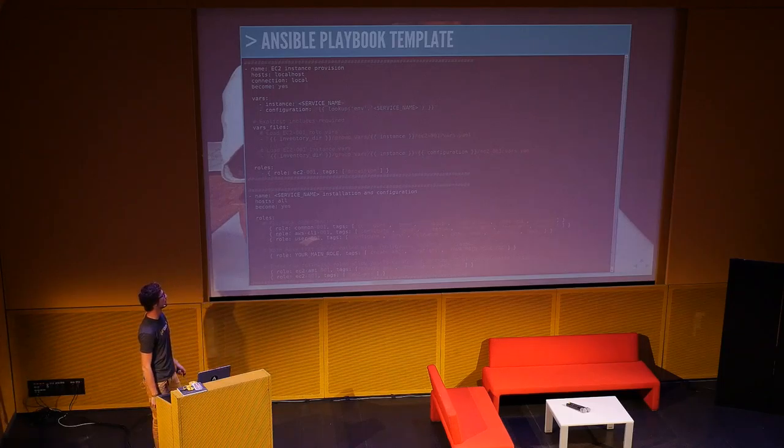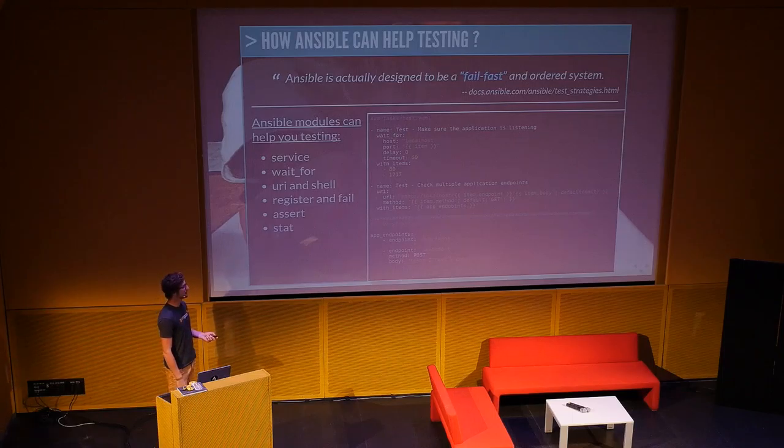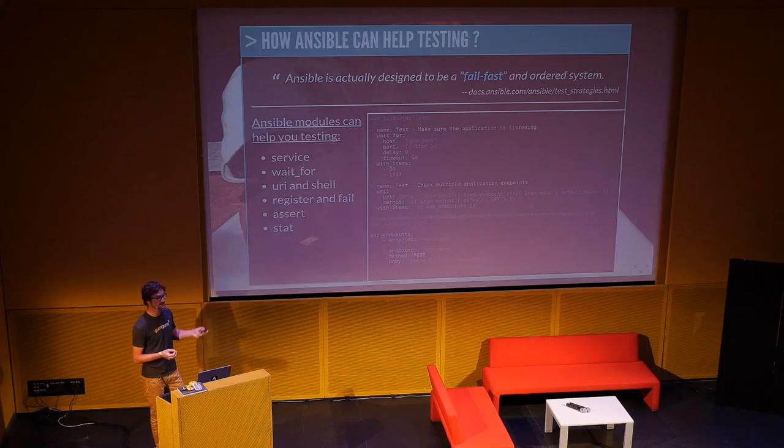And the two final roles here are the roles that are required to build an AMI. And here you can see we're using a combination of tags that will help us to go as far as we want in the workflow process. So we can just do configure and test, or we can also create the AMI from the same playbook.